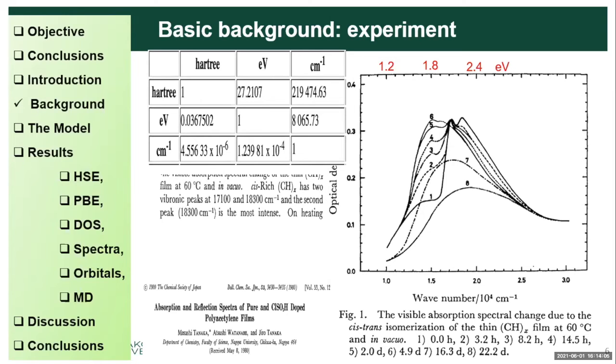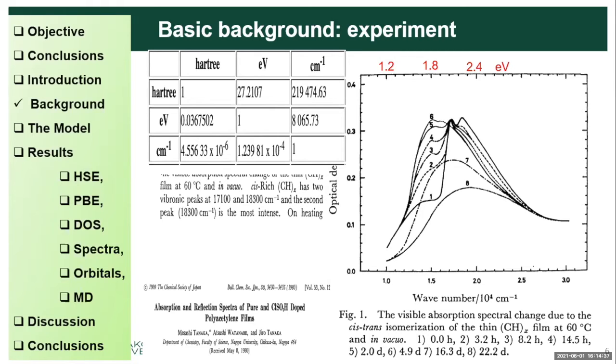Here is the absorption spectrum change of the thin polyacetylene film, and they used 60 degrees Celsius. Here we are able to see the first peak at 1.7, and the second peak at around 1.8.